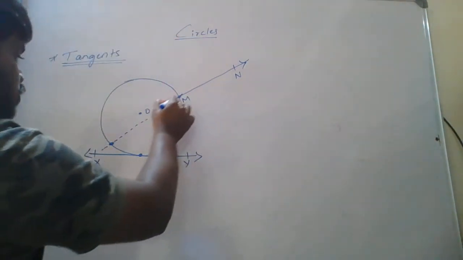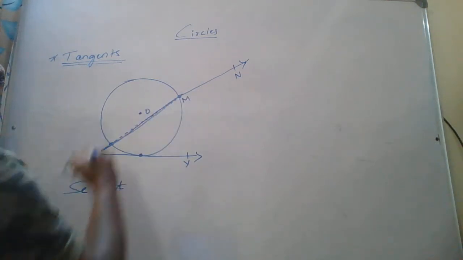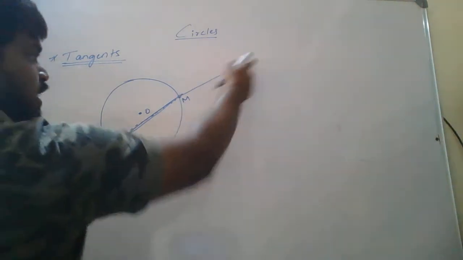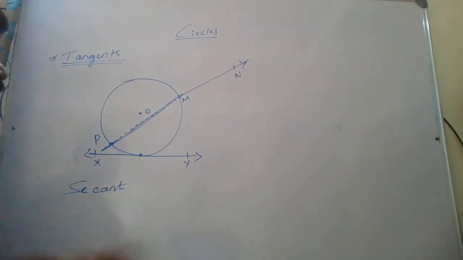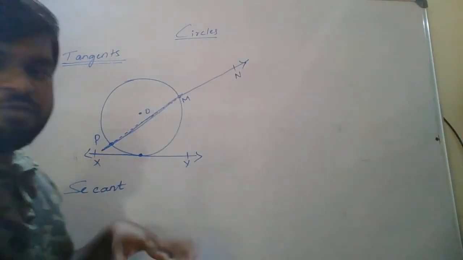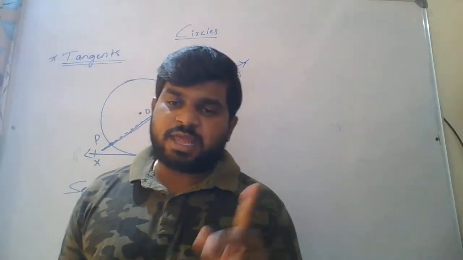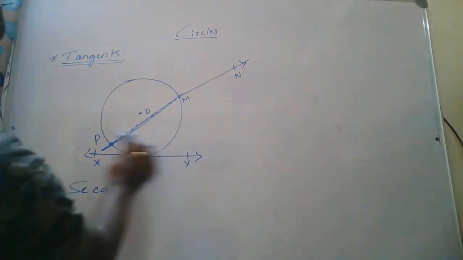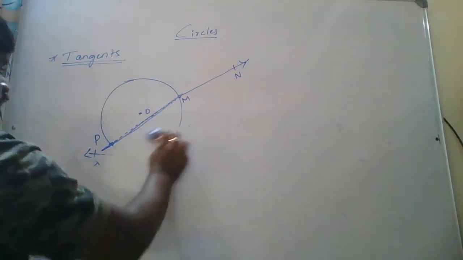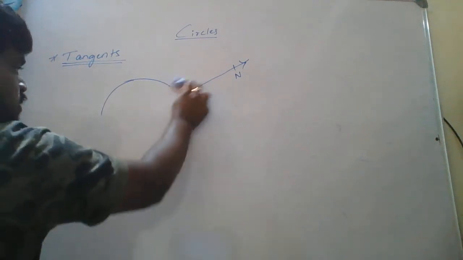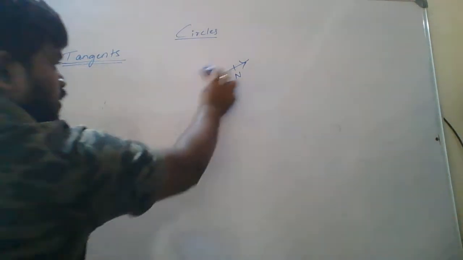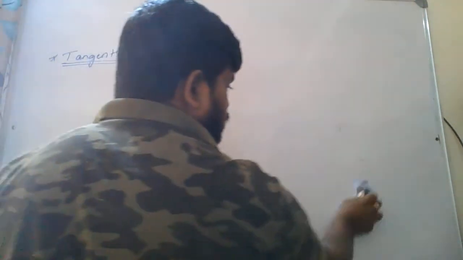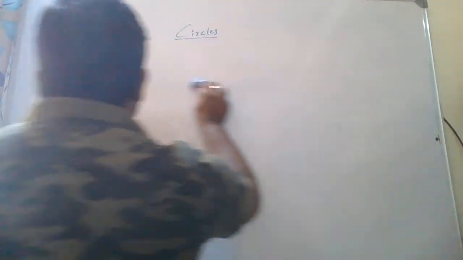For example, if I draw this line, if you observe, it is meeting at P and M. I can call this a secant because it is meeting the circle at 2 points. Now let's learn some important properties of tangents. There are two important theorems which are very important from the exam point of view for state board students. Let's learn them one by one.